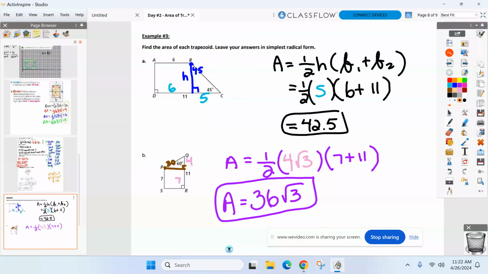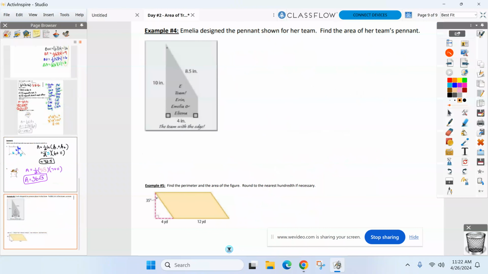How are we doing before we go to one more trapezoid question? We're okay on this? Because this one's a lot tougher than A and B. This next one.